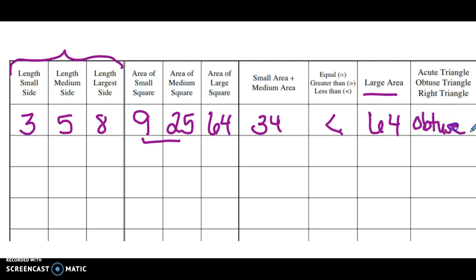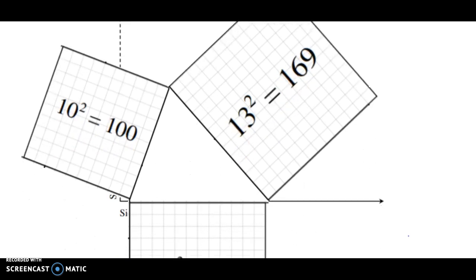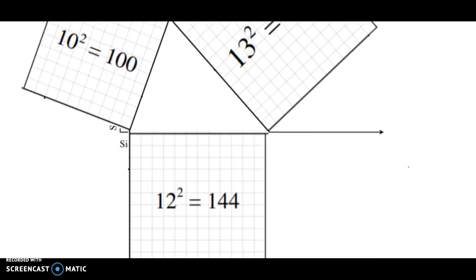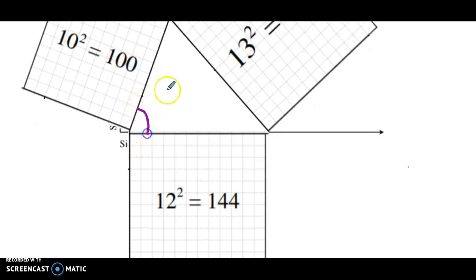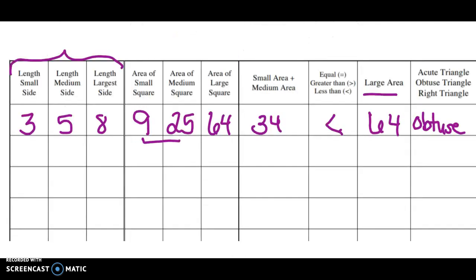You're going to do this for as many triangles as you can to fill this in, so you're going to be mixing them up. Next, I have a 10 by 10, a 13 by 13, and a 12 by 12, and as you can see, I created a triangle with them. It's an acute triangle because all three of these angles are less than 90 degrees. The sides are 10, 12, and 13, so I'm going to fill in my chart: 10, 12, and 13.